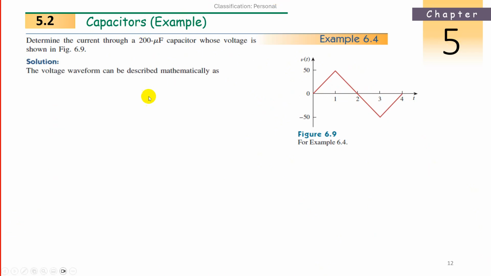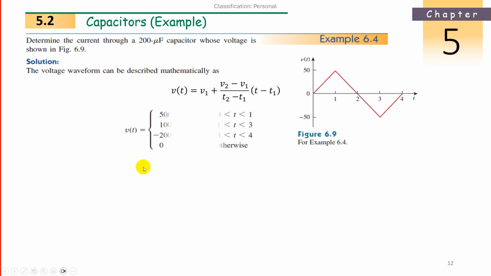We know the triangular waveform equation is this one: V of t is V1 plus (V2 minus V1) divided by (T2 minus T1), times (t minus T1). So this is your equation for the triangle. Now for each interval, we have to find the voltage, then we can go for finding the current. From 0 to 1, the slope is like this, so substitute the values here.